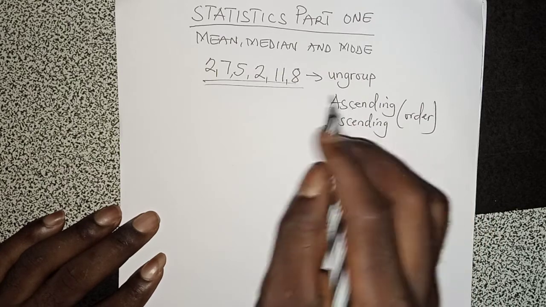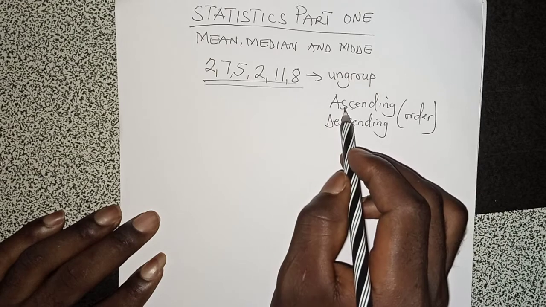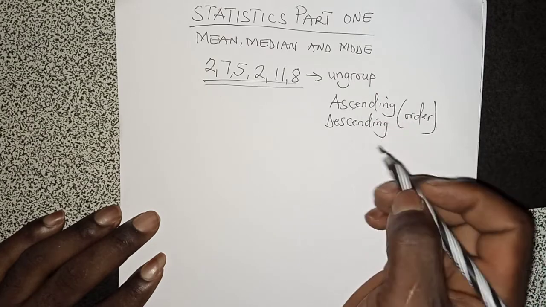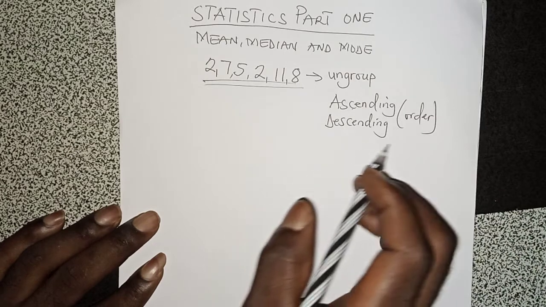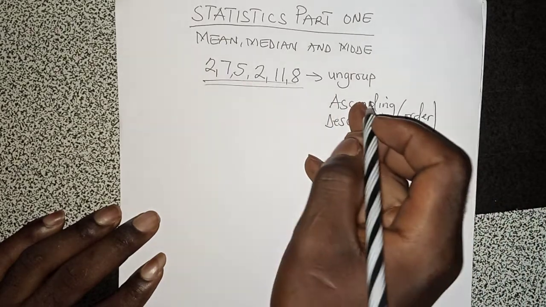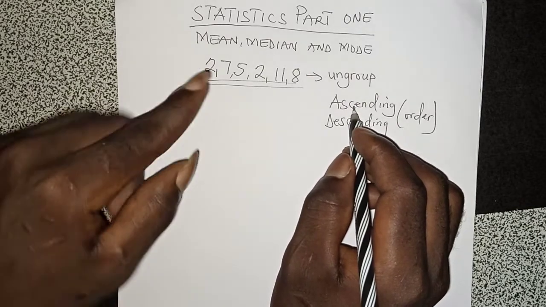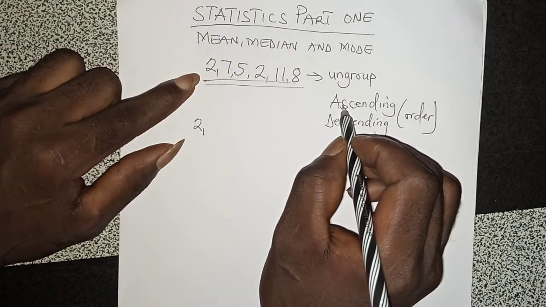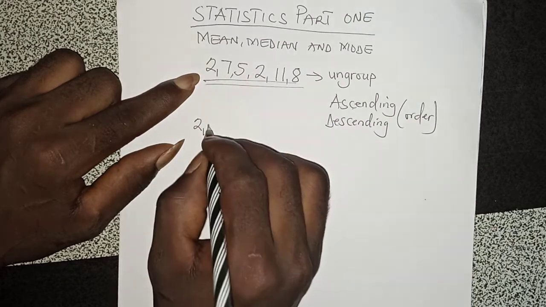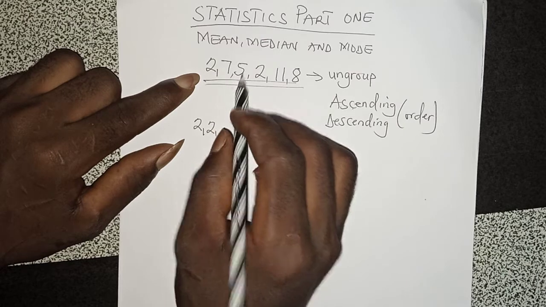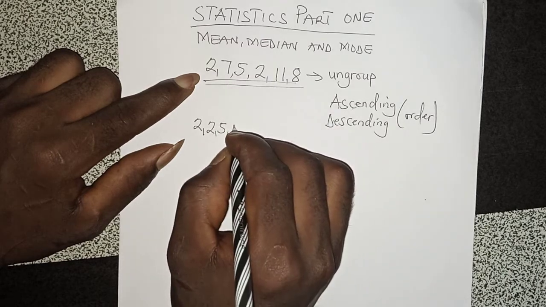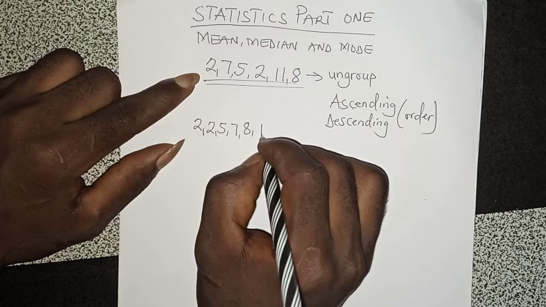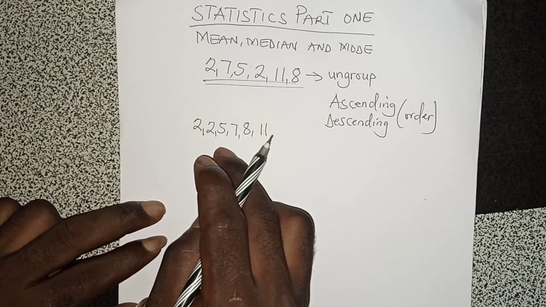And what is the ascending order? The ascending order has to do with arranging the data from the smallest to the biggest. And descending order has to do with arranging the data from the biggest to the smallest. Okay, now let's take one of these steps. Let's arrange this data in ascending order. What you observe is that the 2 will come first because we are arranging from the smallest to the biggest. The 2 will come first, then the 2 comes again, and then between 7 and 5, we see that 5 is less than 7, and the next one is 7, and the next one is 8, and the next one now is 11. So this is the ascending order way of arranging the data.